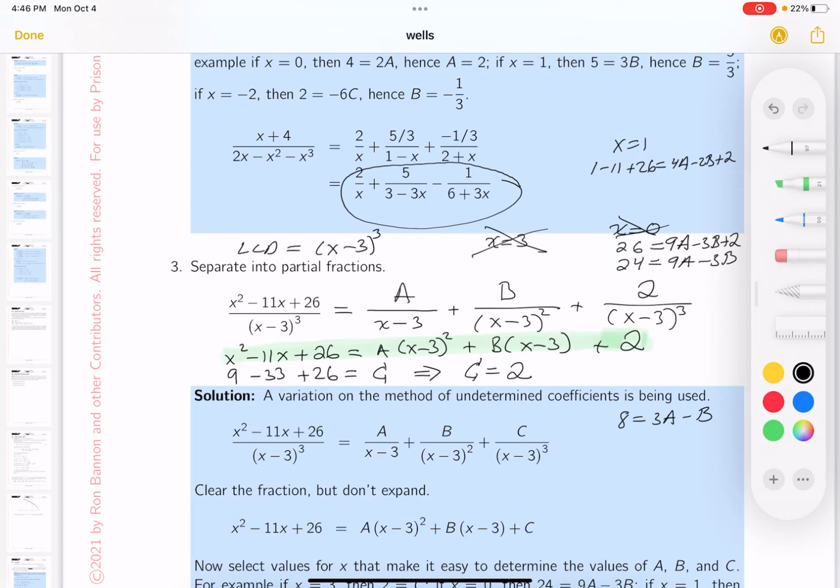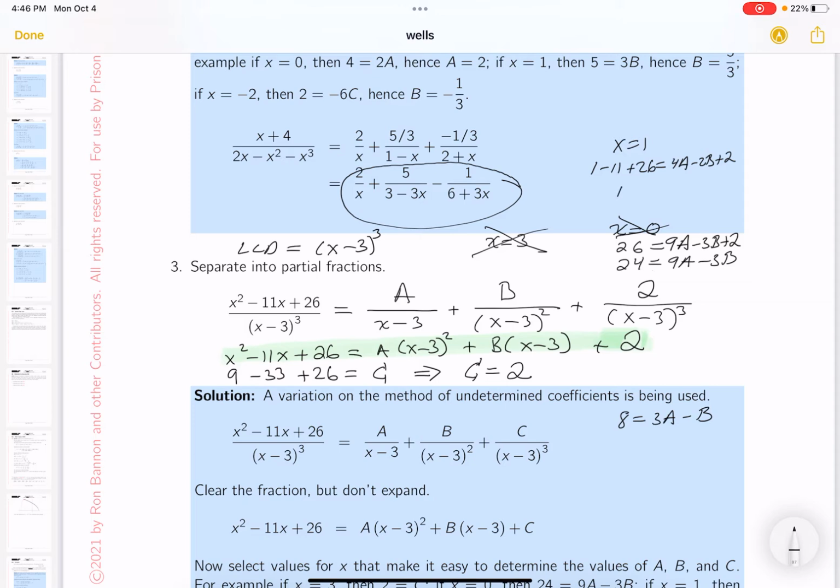So that would be what? 1 minus 11 is minus 10. Minus 10 plus 26 is 16. You're going to get 4a minus 2b plus 2. I'm going to take 2 from both sides. And what do you get? 14 equals 4a minus 2b. I'm going to divide both sides by 2. What do you get? 7 equals 2a minus b.